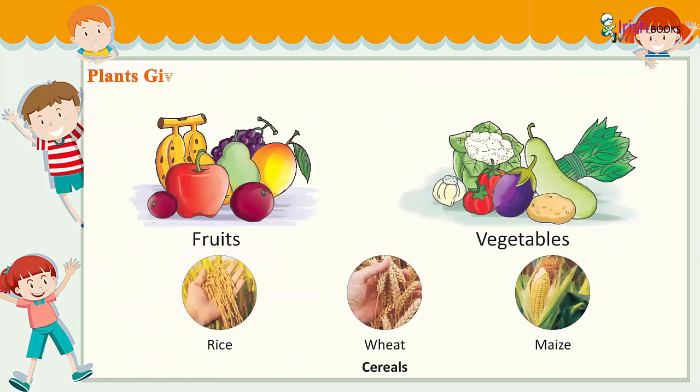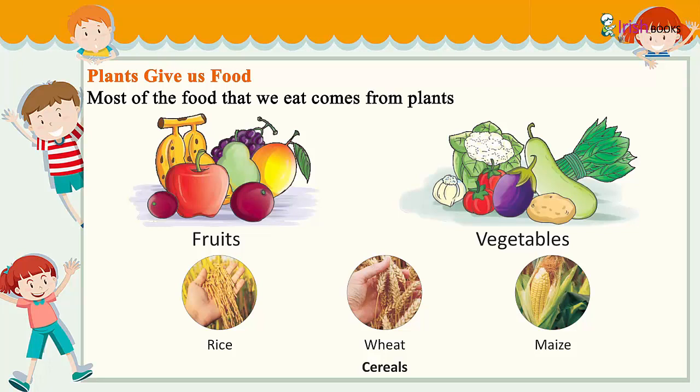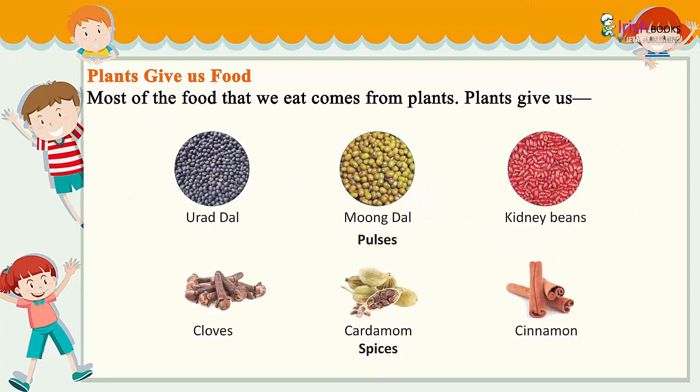Plants give us food. Most of the food that we eat comes from plants. Plants give us fruits, vegetables, rice, wheat, maize, cereals. Urad dal, moong dal, kidney beans. Pulses, cloves, cardamom, cinnamon.